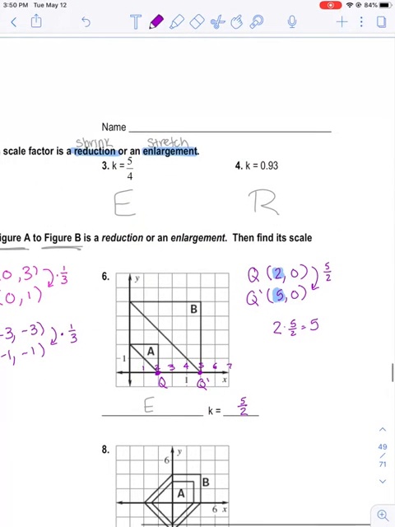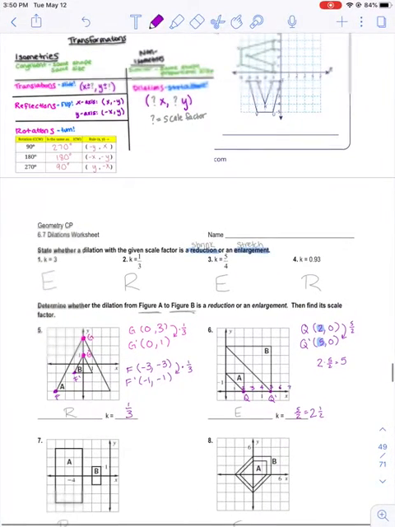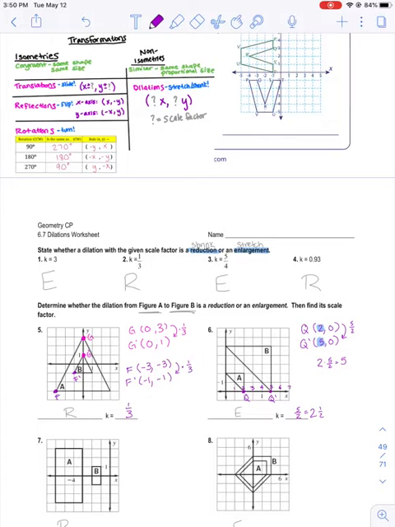If I take any coordinate on this picture and multiply it by 5/2 or 2.5, I will get the coordinate that goes with B. So that makes sense. In problem 5, my scale factor was less than 1 because it was a reduction. In 6, my scale factor was greater than 1 because it's an enlargement.